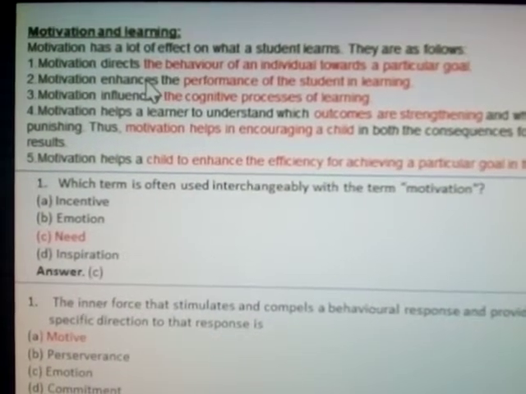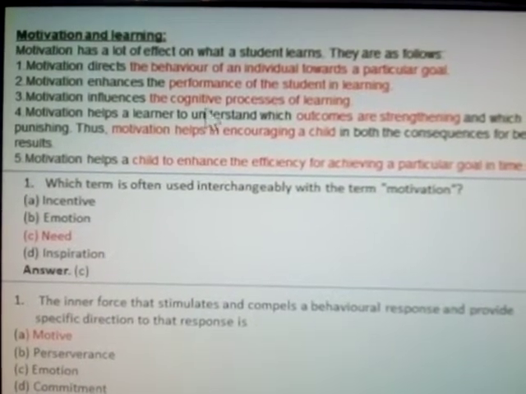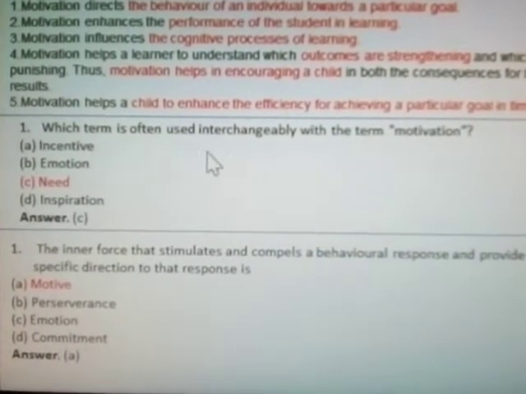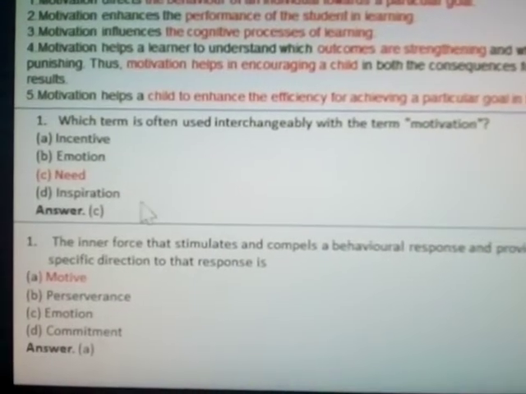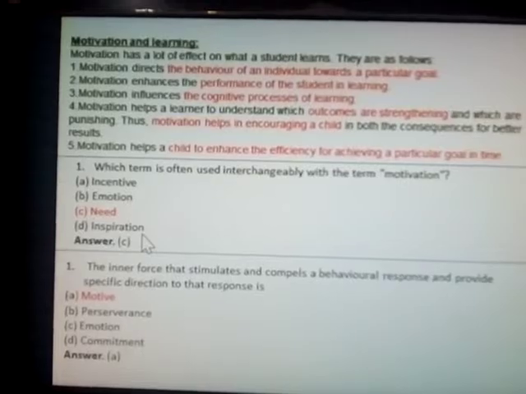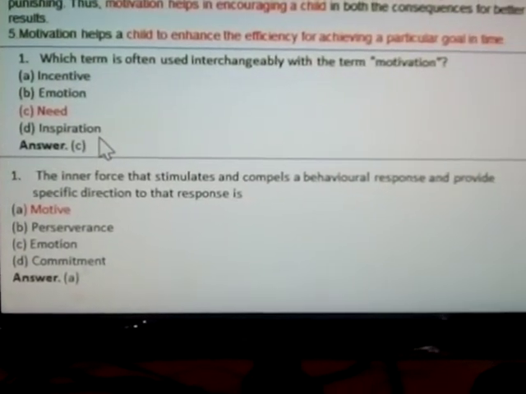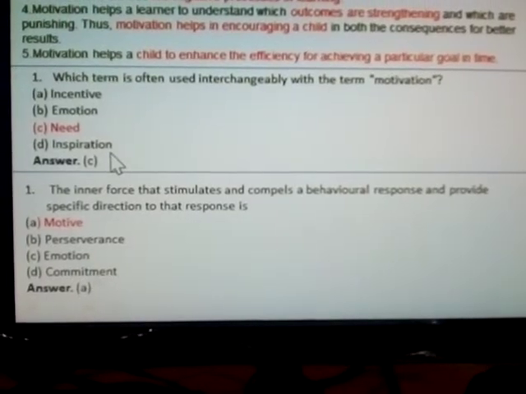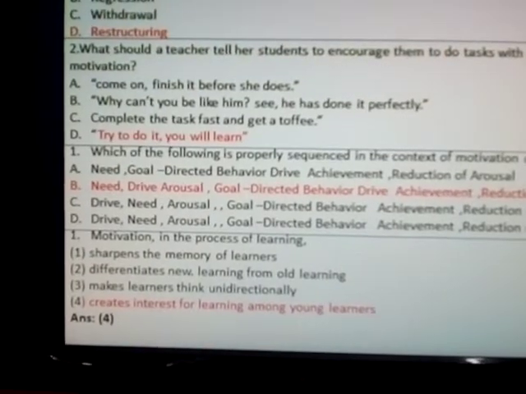Both points: motivation directs the behavior of the individual towards a particular goal. Next, which term is often used interchangeably with the term motivation? Need. Need, compulsory need. Answer. Next, the inner force that stimulates and sustains behavior and provides a specific direction to the response: motive. Last ones.